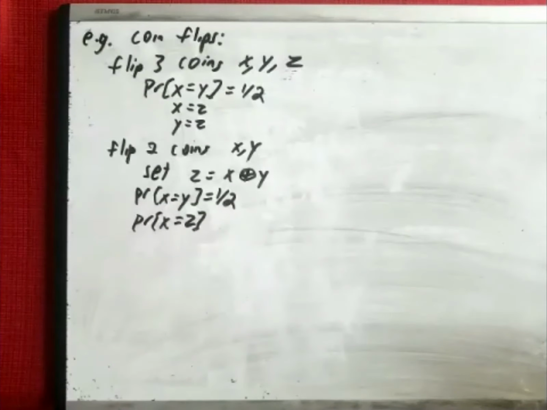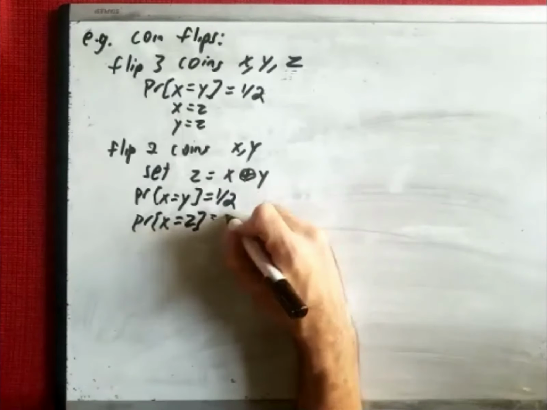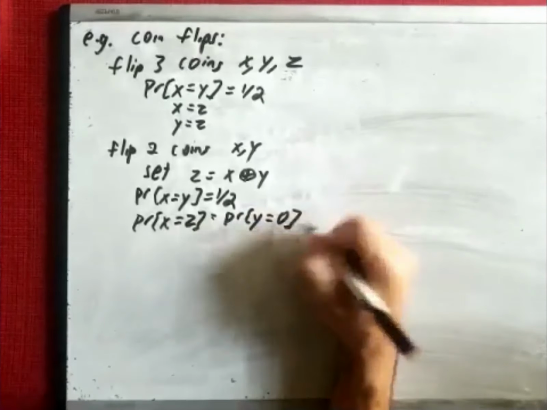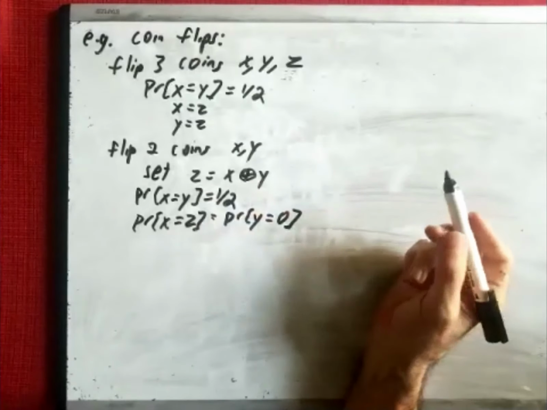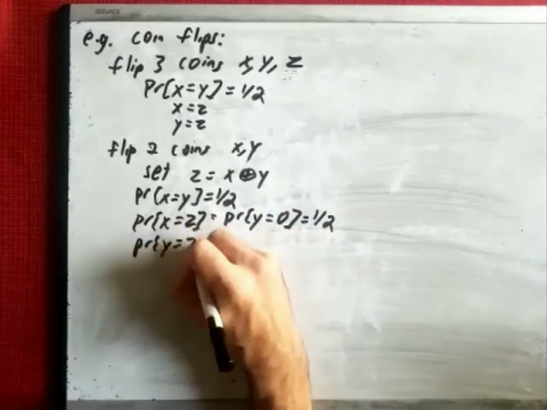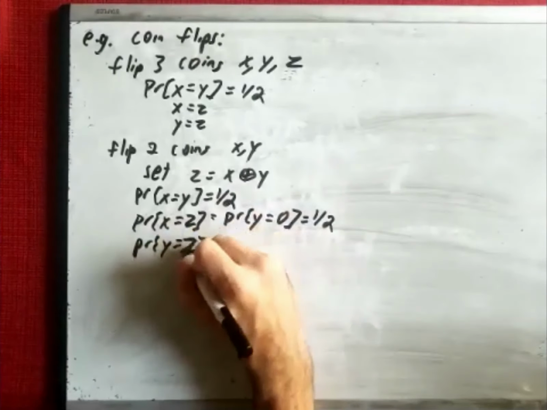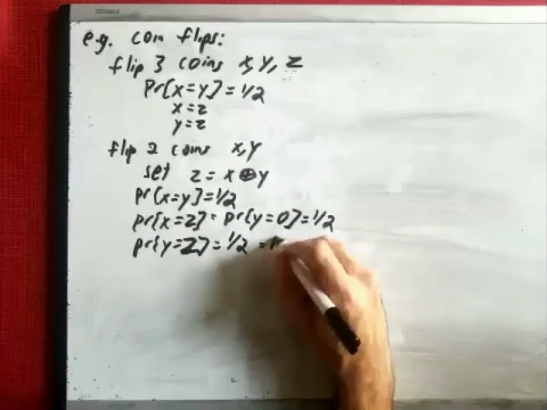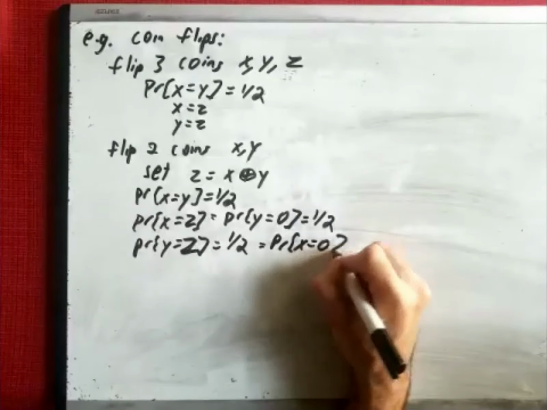Because you set X, and then depending on the choice of Y, right, if Y is heads, they'll be equal, and if Y is tails, they'll be opposite. Exactly. If I think of heads as 1 and tails as 0, this is just equal to the probability that Y is 0, right? Because if I XOR with a 0, I get the same value. And so that's 1/2. And similarly, the probability that Y is equal to Z is equal to 1/2, right? Because that's the probability that X is 0, right?